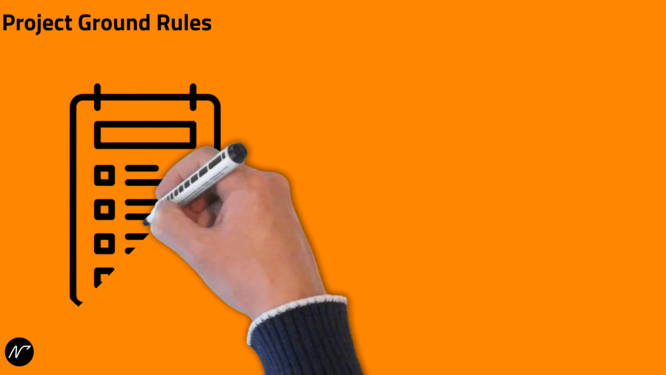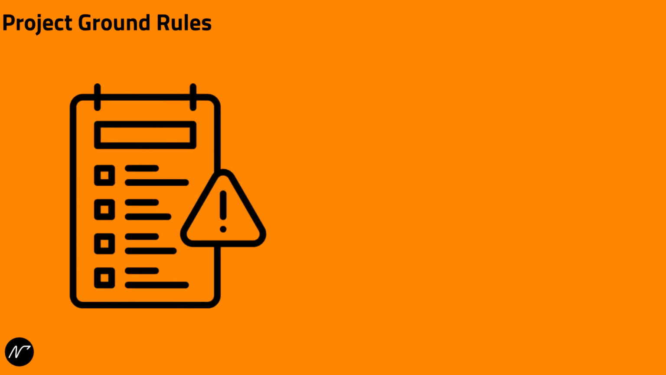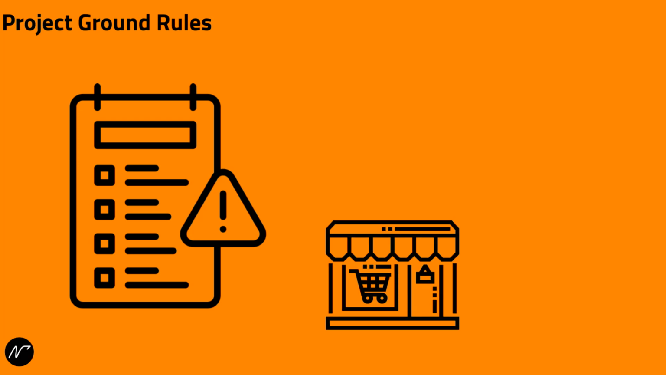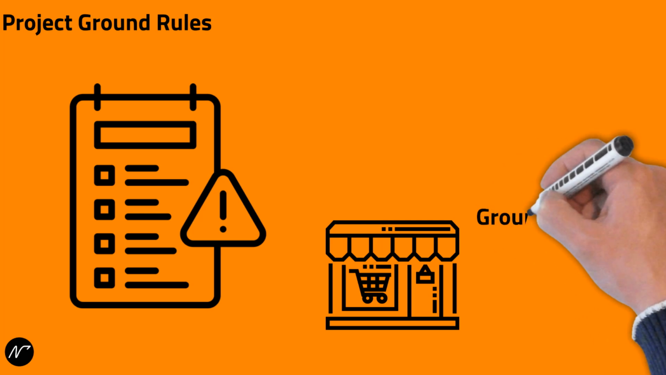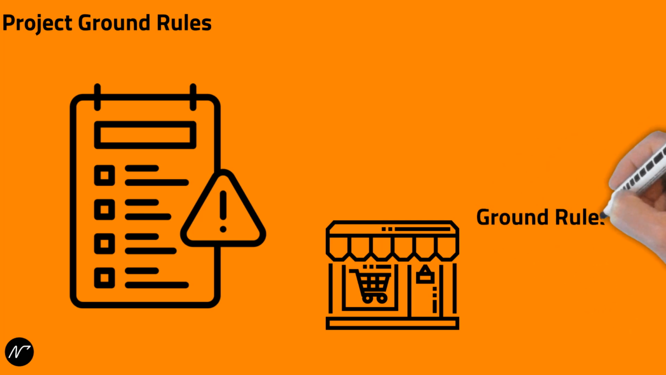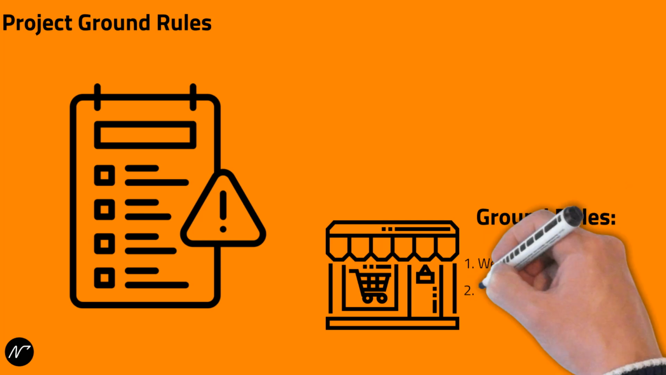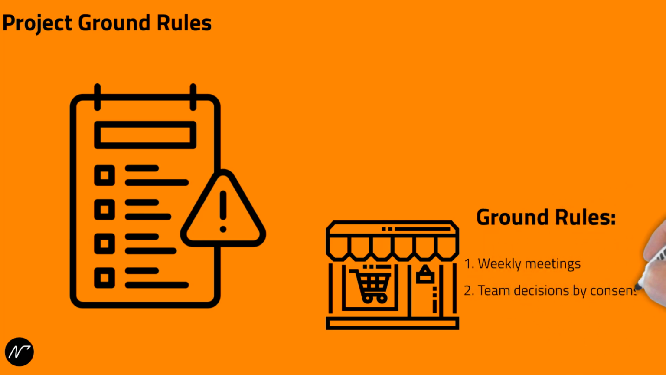Establishing ground rules early sets expectations for how the team will operate. This includes meeting schedules, decision-making processes, and conflict resolution guidelines. Clear rules foster collaboration and keep the team productive. For example, a ground rule could be: team meetings will be held every Monday at 10 a.m., and decisions will be made by consensus. Conflicts will be resolved by majority vote.